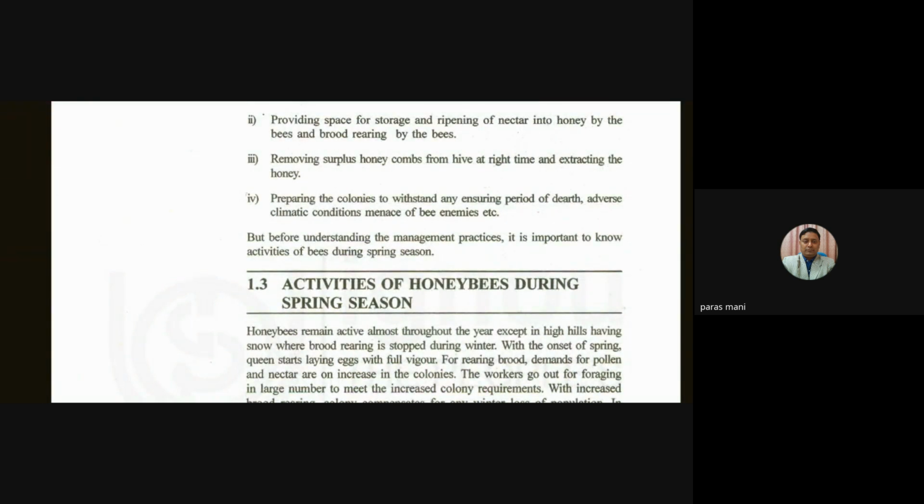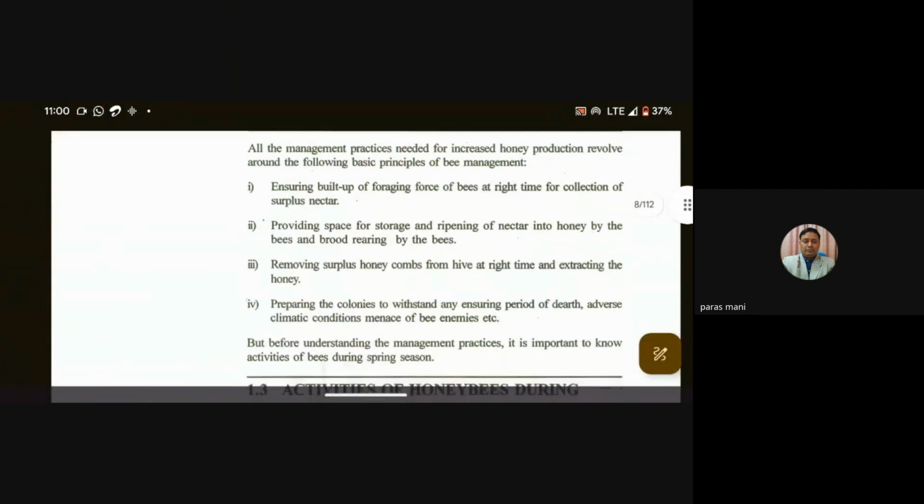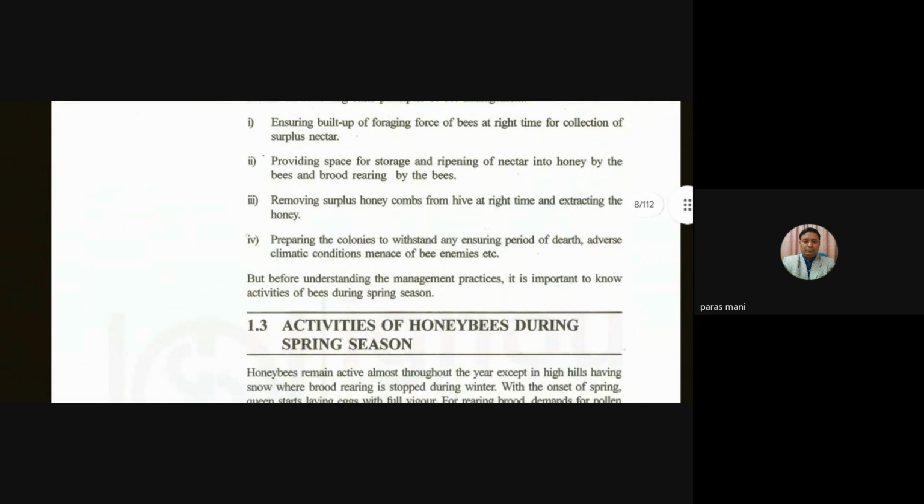And that super chamber must be provided below the existing honey super, so that the active super chamber is present just above the brood chamber, so that the workers coming through the gate can reach the super chamber easily. Just above the brood chamber, we can place that. And the filled super chamber may be kept on the top, where there will be less activity.